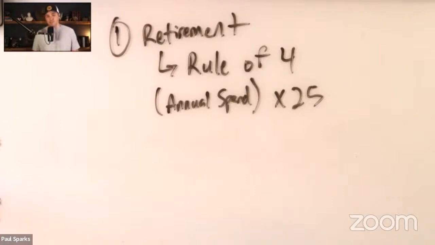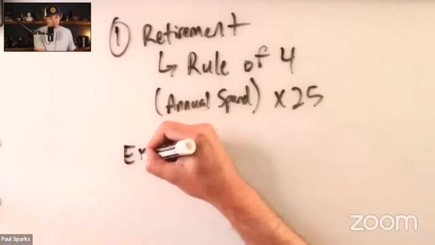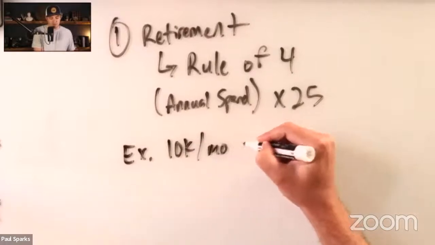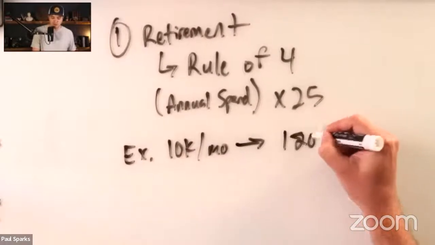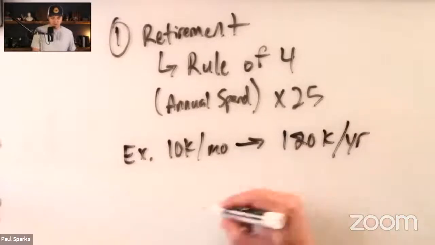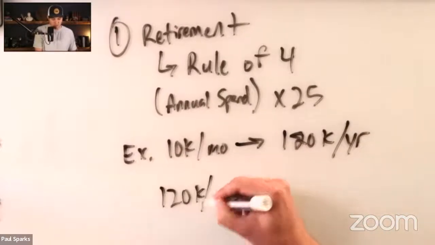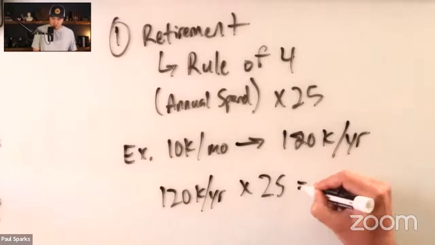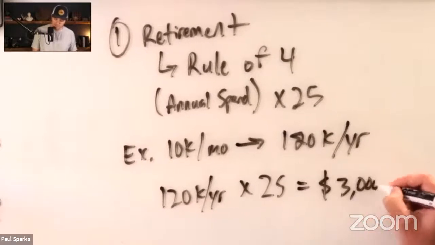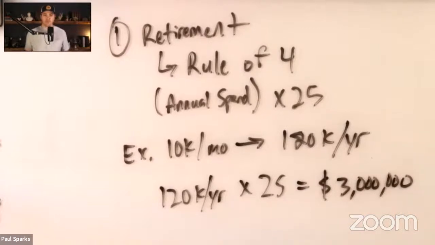So basically I work backwards like this. Take whatever you need every single month. Maybe it's $10,000 a month. So the example is $10K per month spend. That's $120K a year. So 120K per year times 25 equals 3 million, I believe. That's the number you need to retire. So we take that number.